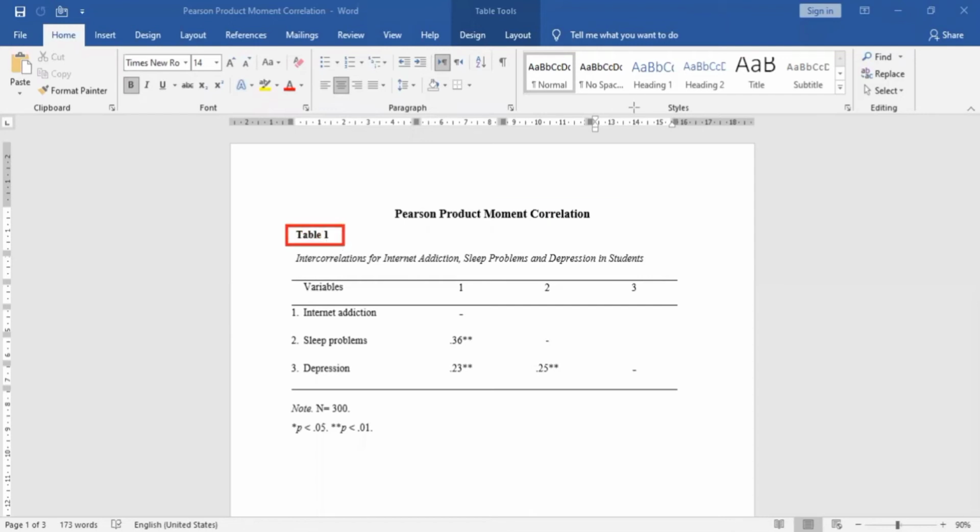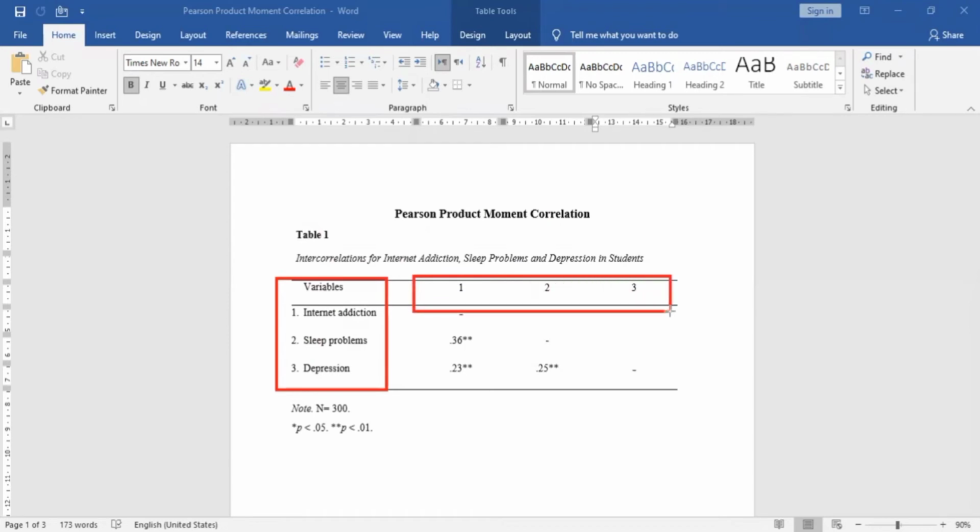sample. First of all, you will write the table number in bold. After that, you will write the title of the table: Intercorrelations for internet addiction, sleep problems and depression in students. We have three variables in this research, so we will write all three variables in the variable column and we will give the numbers 1, 2, 3.